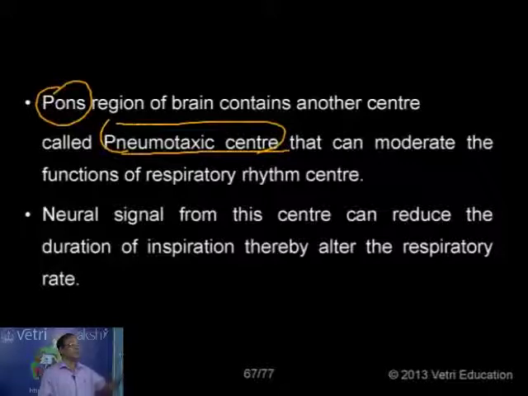So the signal from this pneumotaxic center normally reduces the duration of the inspiration and activates the expiration process by stimulating the expiratory center. This is what is happening.